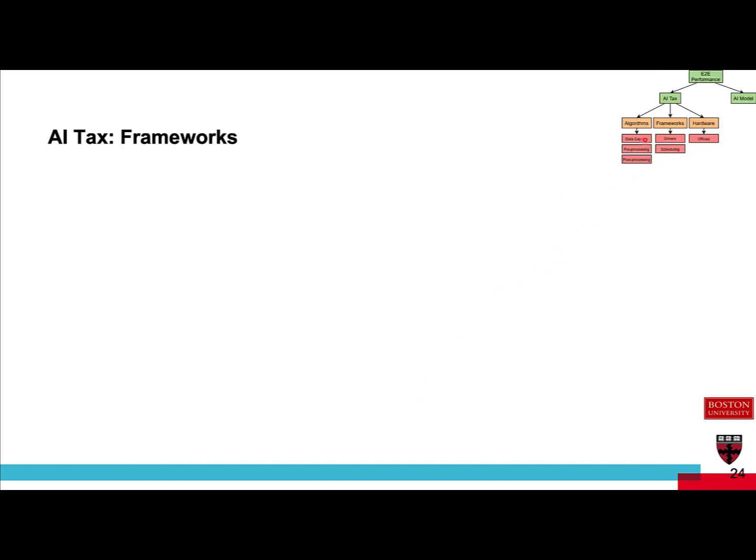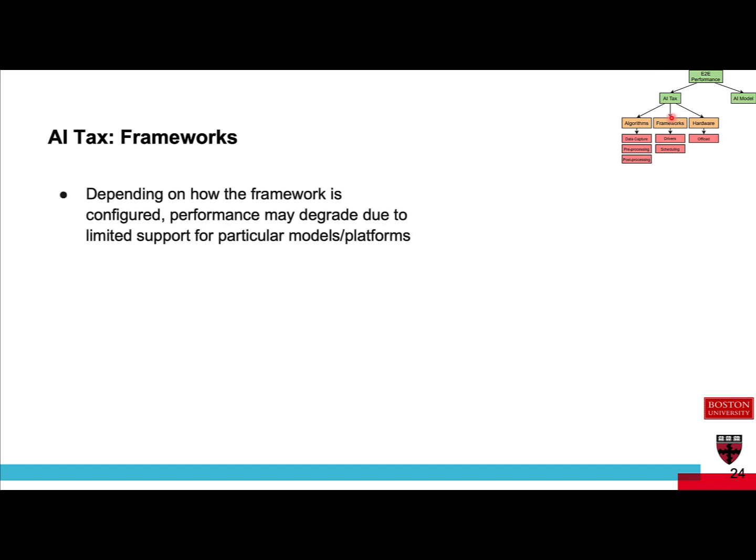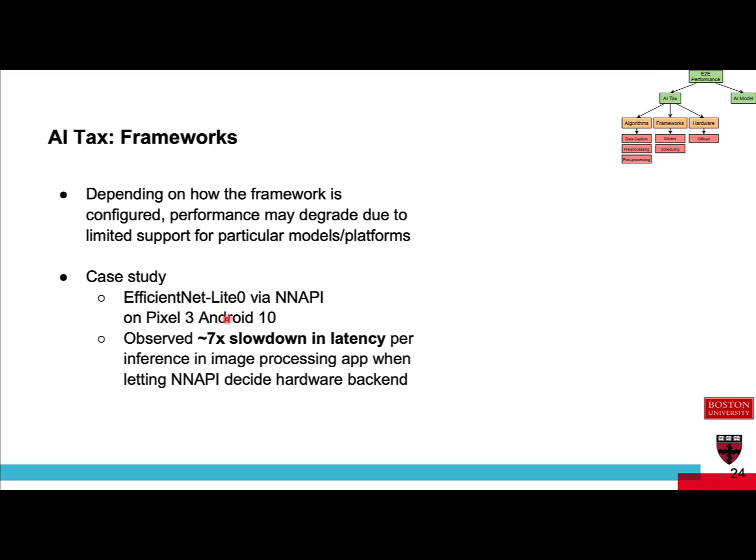Next, let's move on to see another side of AI tax, which is in terms of the frameworks. Specifically, we want to understand how, given a framework is set up, the performance can change. We're going to look at where performance can degrade. We're going to look at a case study where we're running EfficientNet Lite using NNAPI on a Pixel 3 device. What we observe is a 7x slowdown in latency per inference when we're running it through NNAPI, even when we ask NNAPI to actually use the Hexagon DSP, which is designed to be able to run the network very efficiently.